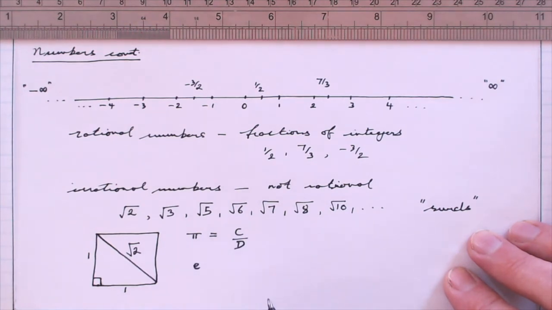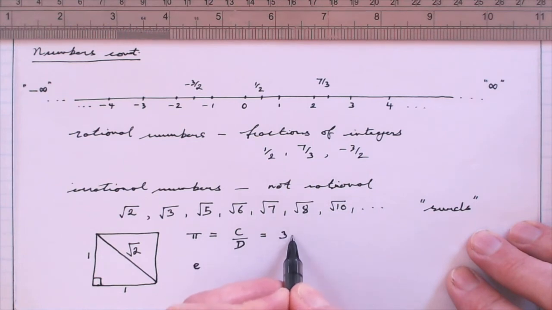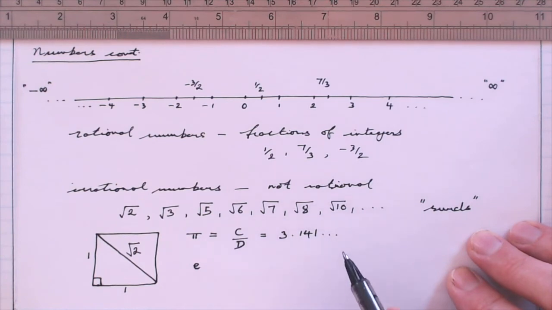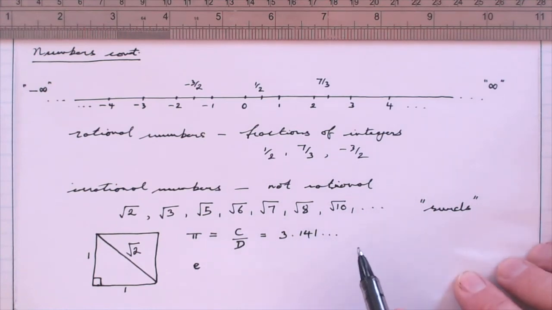Let's try to understand how to put these numbers on the number line. Well, we can't represent them as fractions of integers. What we can do is represent them as decimal numbers, decimal notation. So for example, pi is 3.141 and then dot dot dot, and those digits continue forever and they never recur. There's no repeating patterns. The numbers simply continue forever.